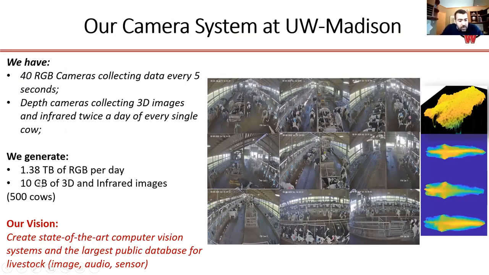In the animal science department, we have data storage, we are storing data because we have the vision that this will create some really important computer vision system thinking about livestock, and possibly in the future, a larger public database which people could benefit from, with image, audio, and other types of sensing technology.